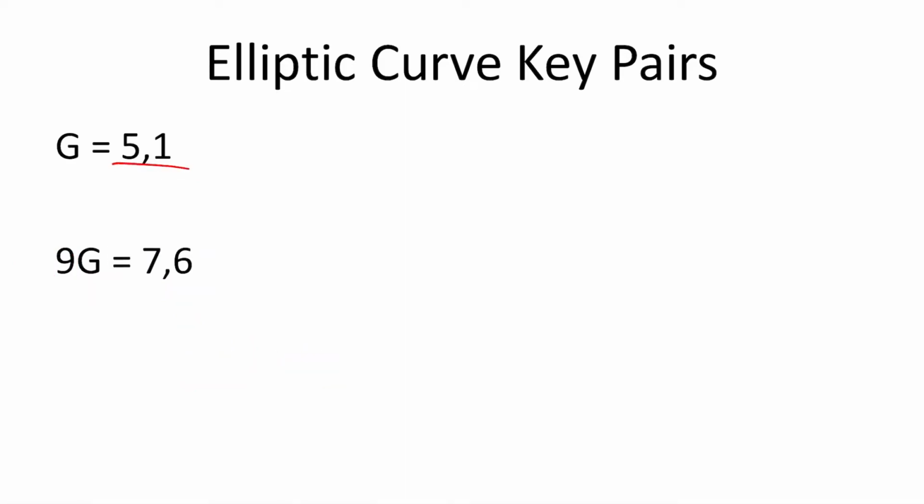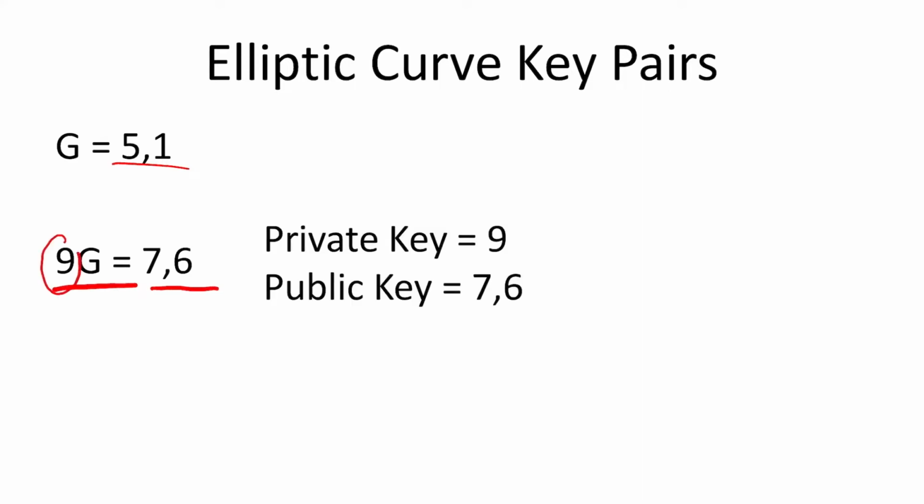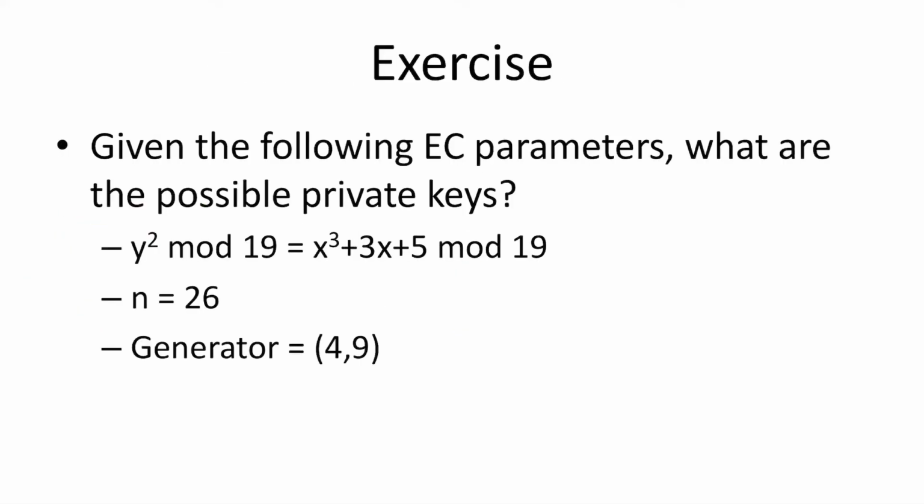So let's say we have the generator point equal to 5, 1 on an elliptic curve, and we are performing 9G, which gives us the point 7, 6. In this case, our private key is the number 9, which is how many times we added the G point to itself. And our public key is 7, 6, which is the result from performing the computation 9G.